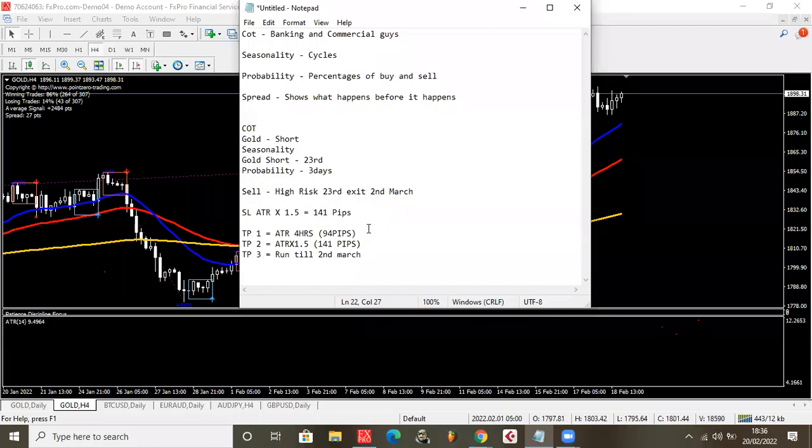Does anyone have any questions in regards to all 4? I've given you the direction to go, which is sell. I've given you your stop loss to set. I've given you your take profit 1, take profit 2, take profit 3, and I've told you exactly how to go into the market with price action. Any questions?